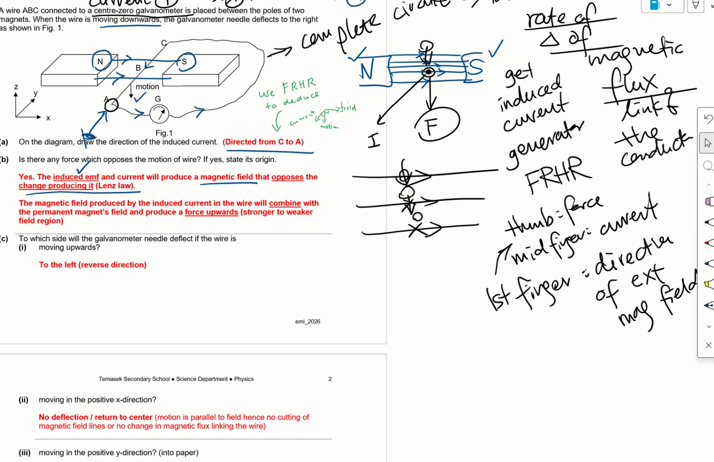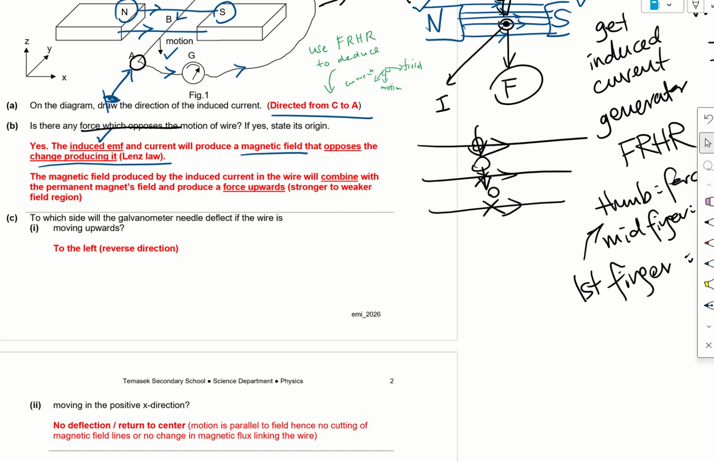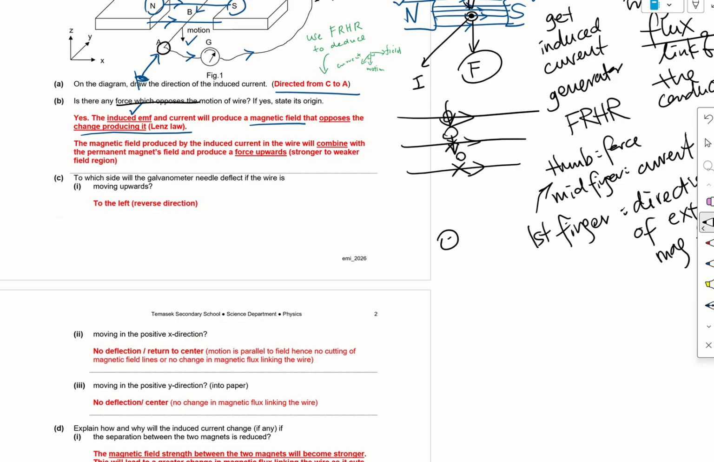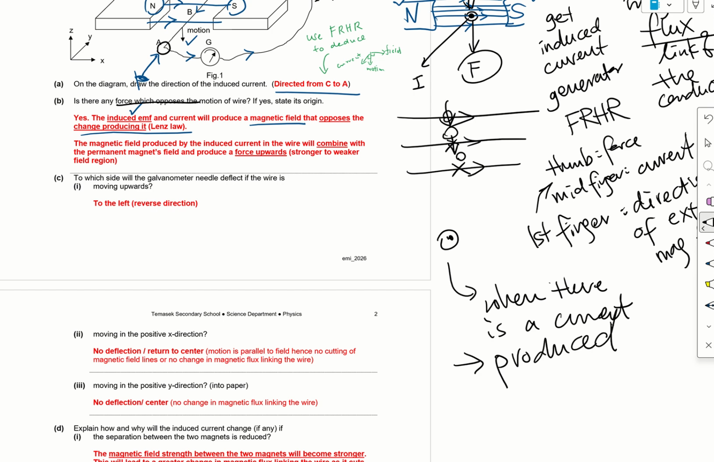But now there is a supposedly opposing force, which is stated by Lenz's law. Why is that so? Because as your induced current flows, we learned in the previous chapter on electromagnetism that when there is a current flowing, it will produce a magnetic field of its own.